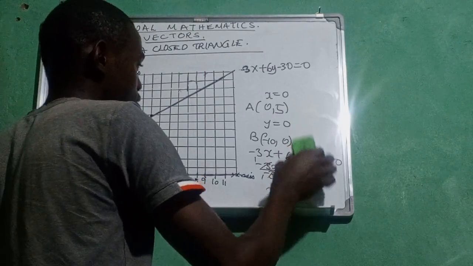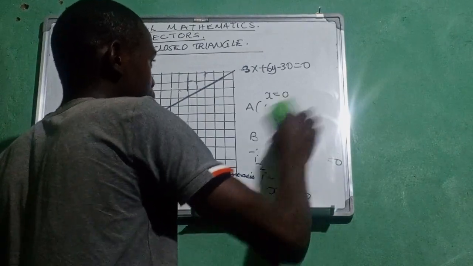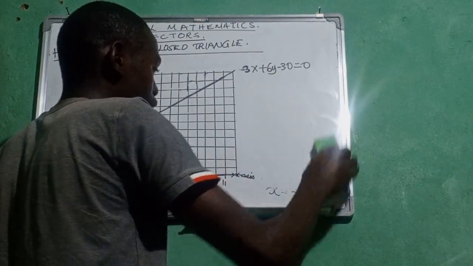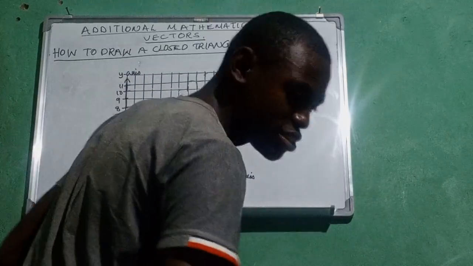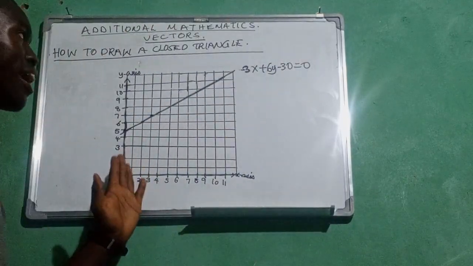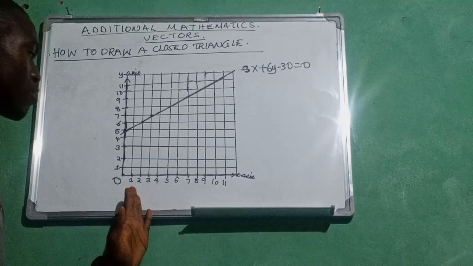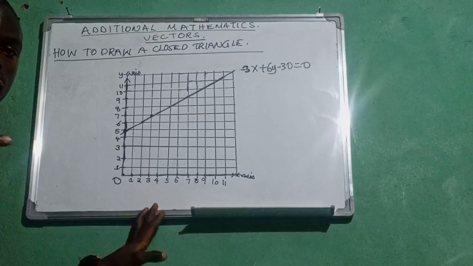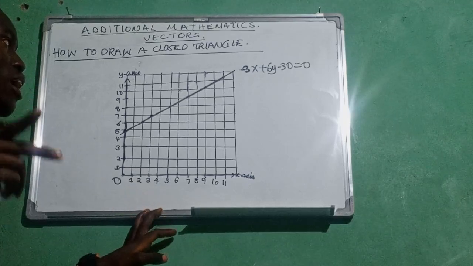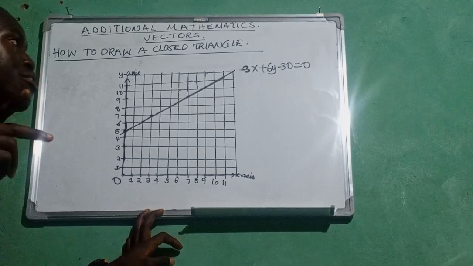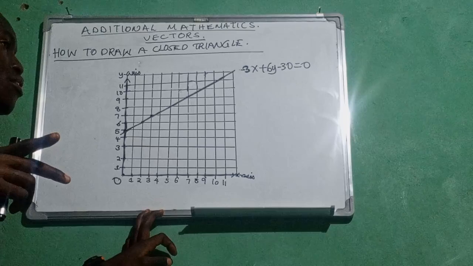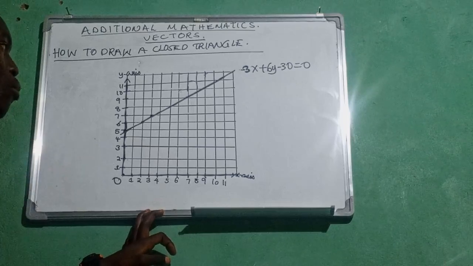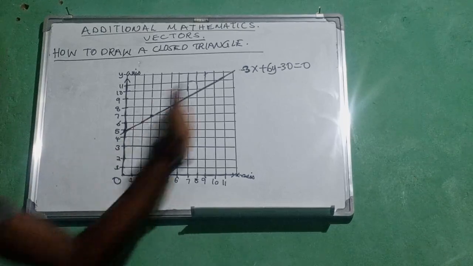Okay, so we have those intercepts. Then to draw the closed triangle, just draw your scalar equation like that. And then you think of two position vectors. How can we know of two position vectors? First of all, we need to find two points that are along this line.